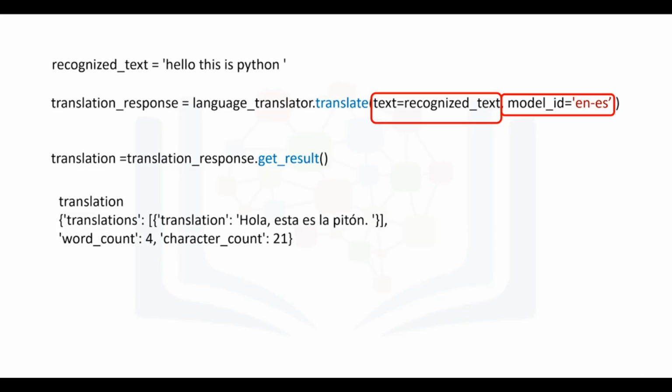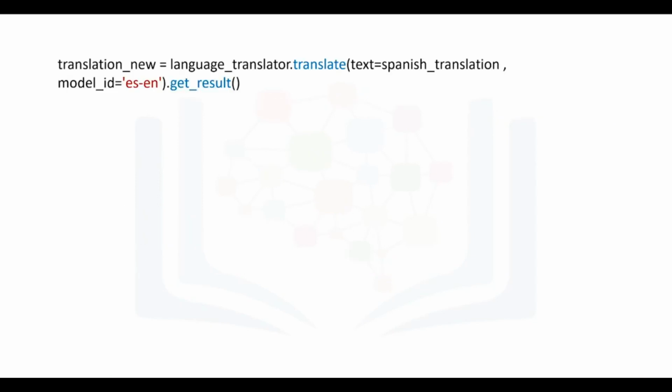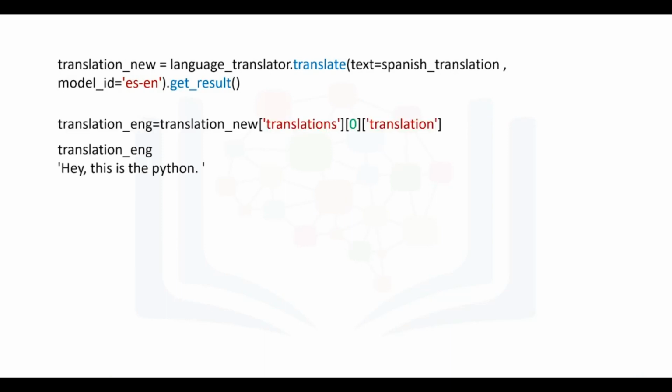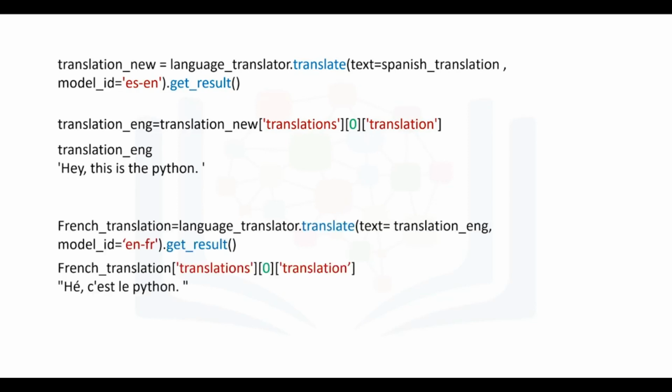The result is a dictionary that includes the translation, word count and character count. We can obtain the translation and assign it to the variable Spanish_translation as follows. Using the variable Spanish_translation, we can translate the text back to English as follows. The result is a dictionary. We can obtain the string with the text as follows. We can then translate the text to French as follows.